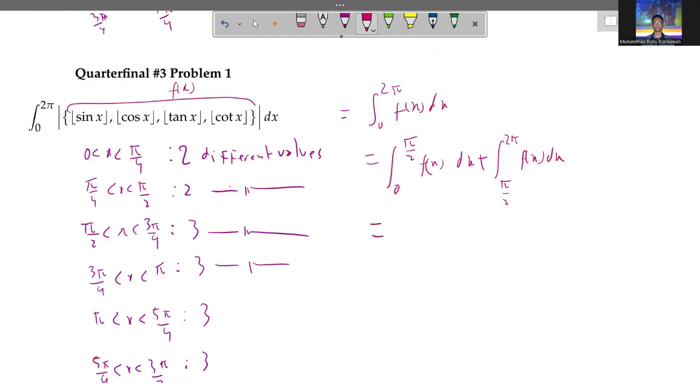So that means f of x between 0 and pi over 2 is 2. And then from pi over 2 to 2 pi, f of x is equal to 3. So it reduces to a very simple integral. It's just the process of arriving at this very simple integrand that is quite confusing.